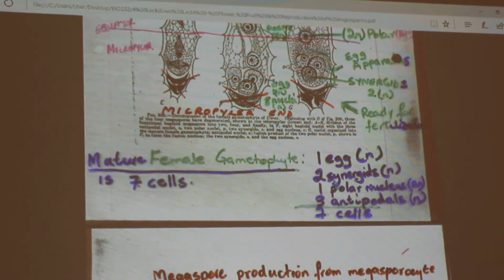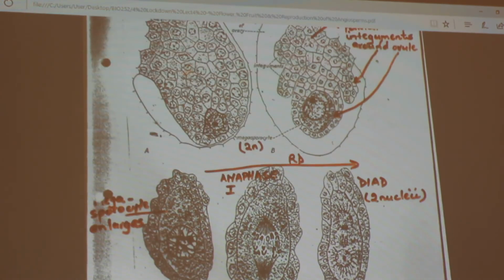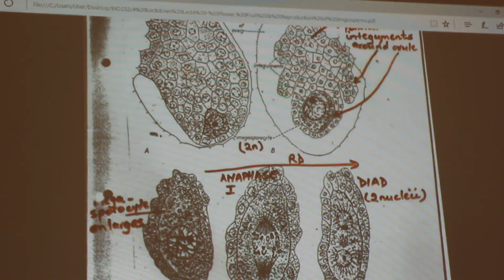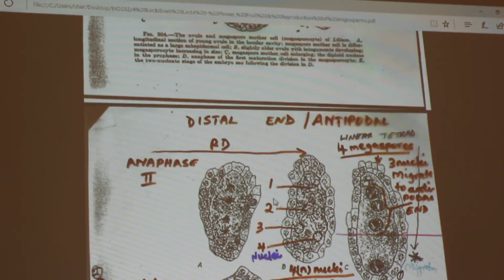Now, this maturation to give us 7 cells is not always the case. Sometimes the maturation process is slightly different. This is the diploid cell. It undergoes reduction division, and we end up with these 4 cells of the linear tetrad.